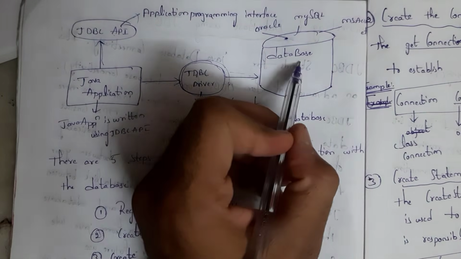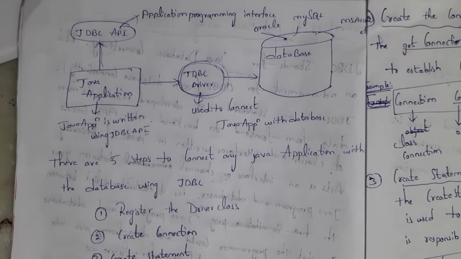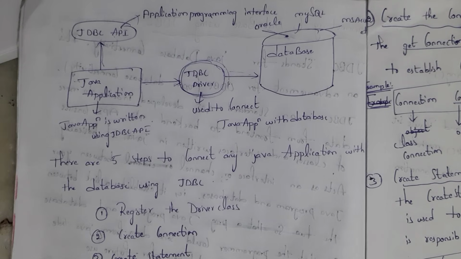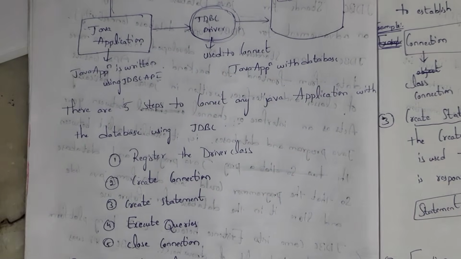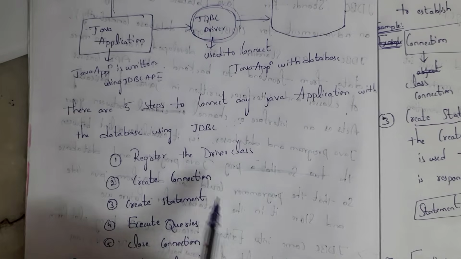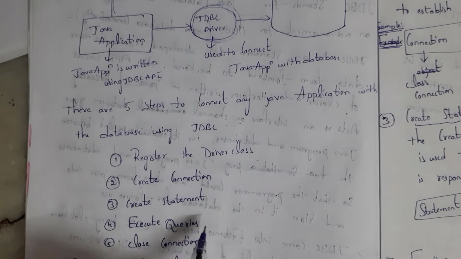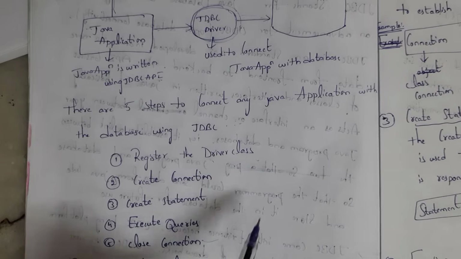There are various kinds of databases like Oracle, MySQL, MS Access, etc. There are 5 steps involved in order to connect a Java application with a database. The first one is register the driver class, the second one is create connection. After creating the connection, we need to create a statement. After creating the statement, execute queries, and at last, after executing queries, we need to close the connection. These are the 5 steps involved in connecting a Java application with a database.